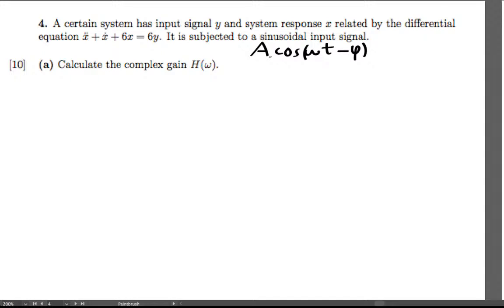But actually, somehow, you could actually just turn it into something like this. Cosine omega t. Wait, what? I don't know. So yeah, let's actually just use cosine omega t because that's the easiest one to use. So it's 6 cosine omega t. So we want to compute the complex gain.